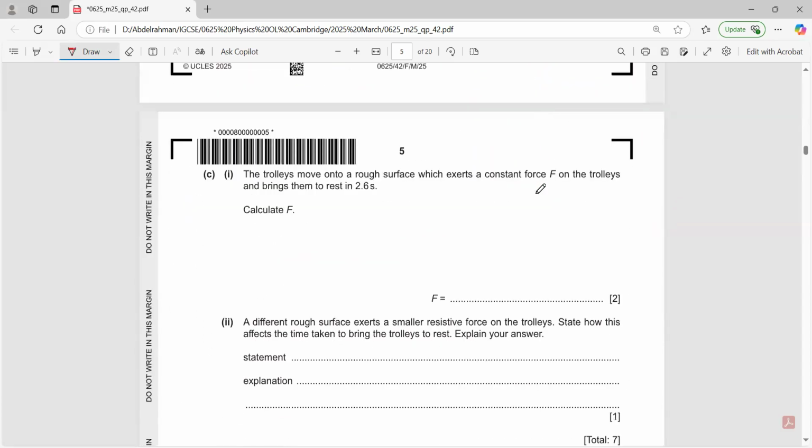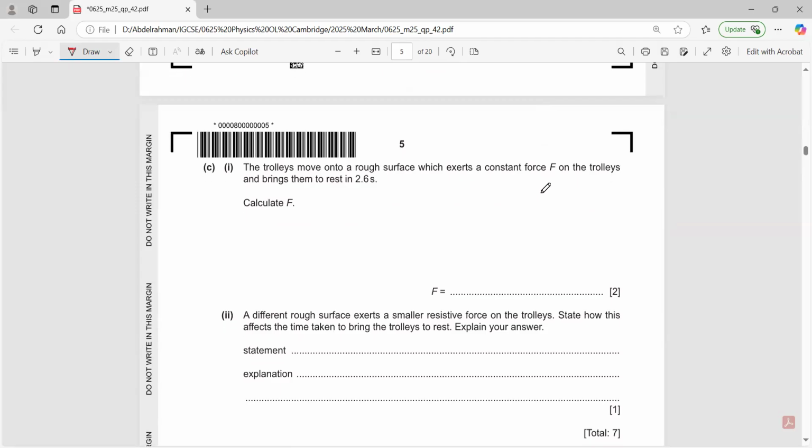Both of them are moving on a rough surface which exerts a force F on them and brings them to rest in 2.6 seconds. Can we find the force F? Yes, this is an impulse question. It is a simple impulse question.